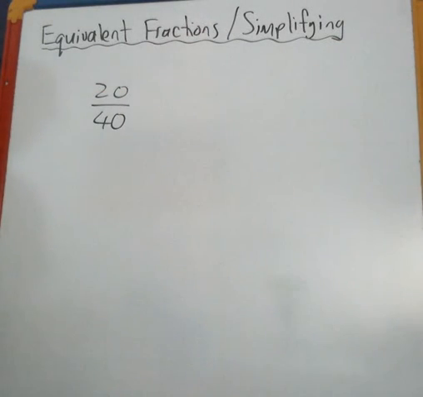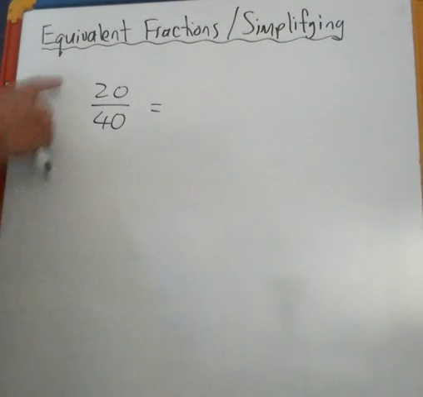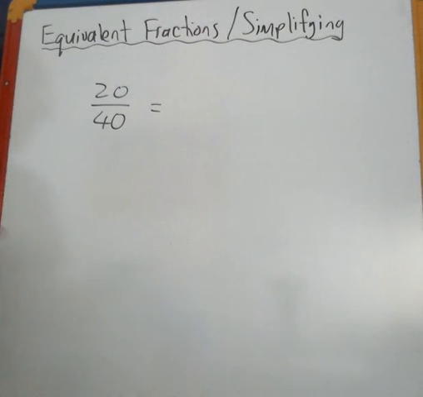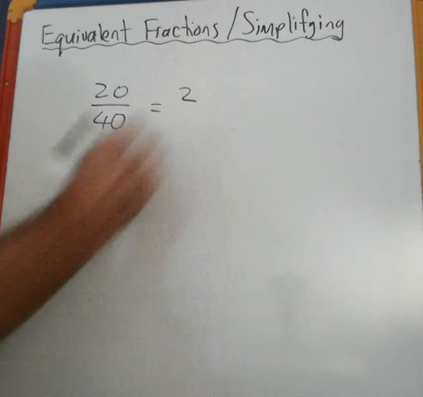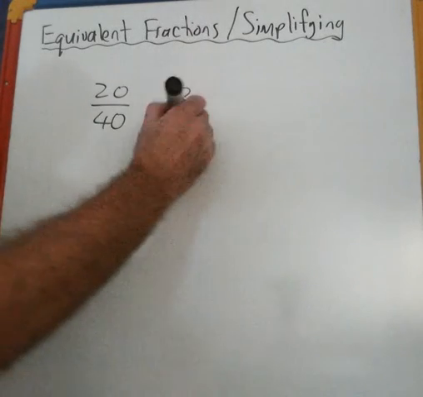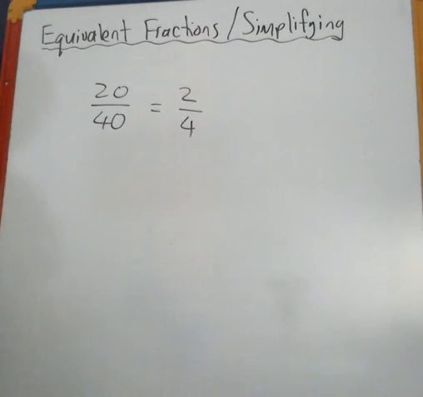If we take that as an example, if you can't think of the biggest number that goes into 20 and 40, it's fine. You can divide by anything at all that you can think of. The one that jumps out is because they both end in 0, they'll divide by 10. So if you divide the top by 10, we get 2. Divide the bottom by 10, you'll get 4.